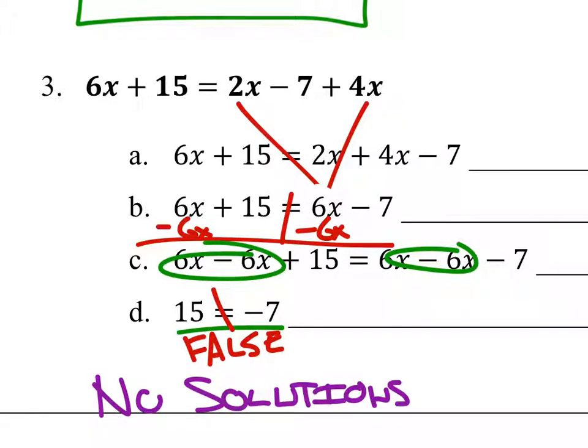So what does this mean? Number 1 had one solution, x was 2, if I remember right. Number 2 had infinite solutions because we had the same line. And number 3 has no solutions because they're parallel lines that never touch.